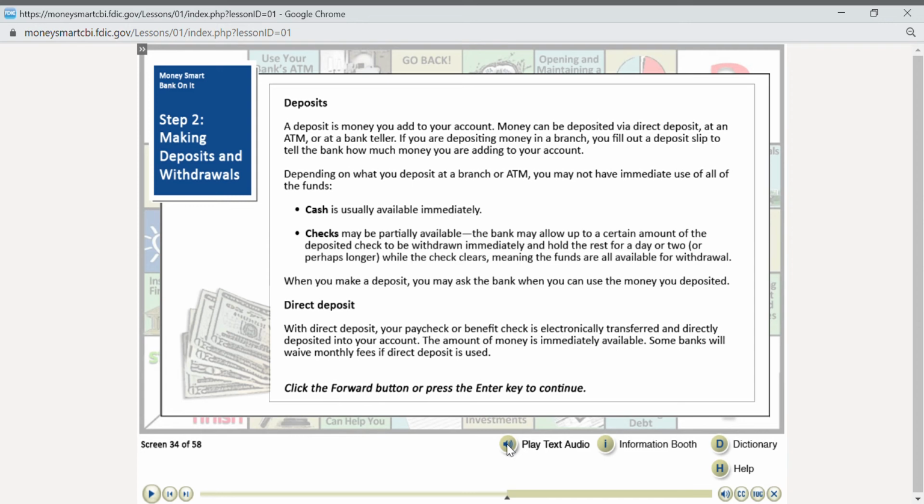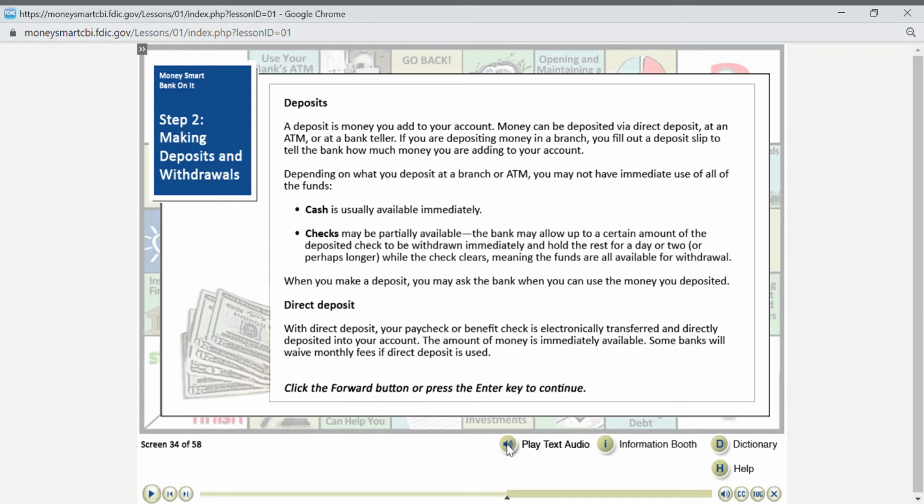Cash is usually available immediately. Checks may be partially available. The bank may allow up to a certain amount of the deposited check to be withdrawn immediately and hold the rest for a day or two, or perhaps longer, while the check clears, meaning the funds are all available for withdrawal. When you make a deposit, you may ask the bank when you can use the money you deposited.